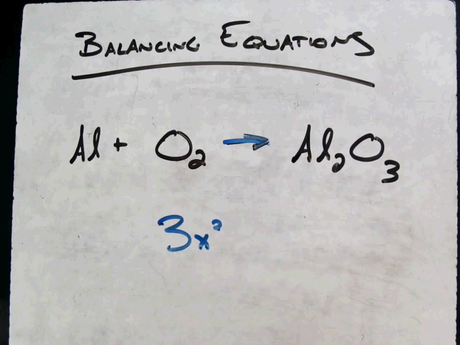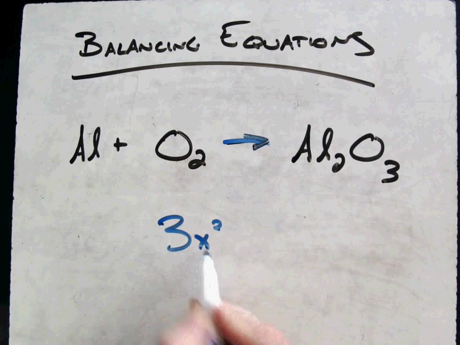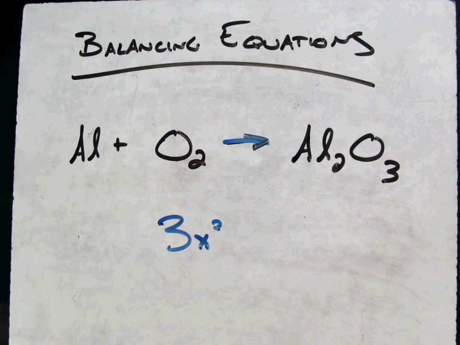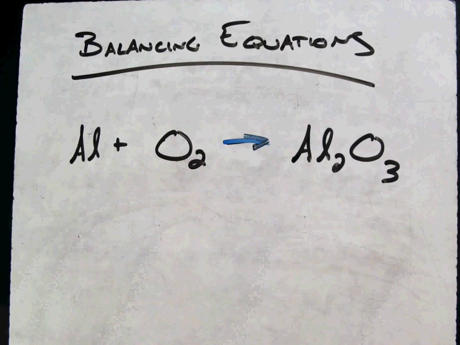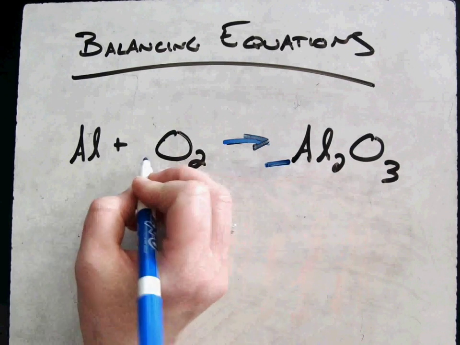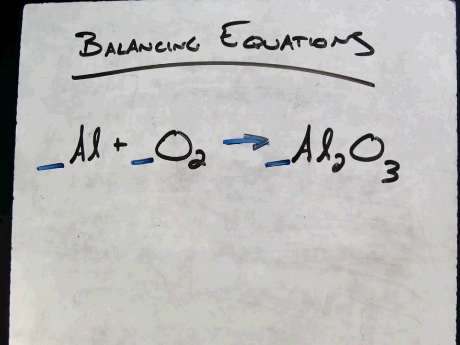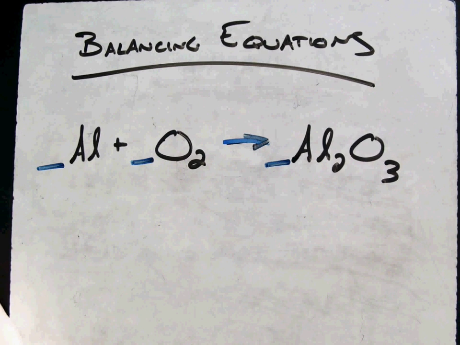3x squared, the 3 is the coefficient, and it's multiplying through everything after it in the term. The same thing is true in chemistry. I can put big coefficients up front, and when I write them, they multiply through. So the tool I have to make things the same is multiplication.